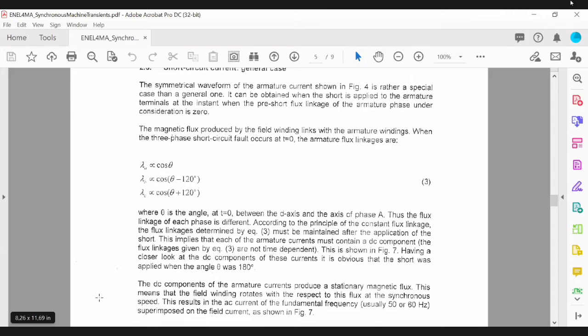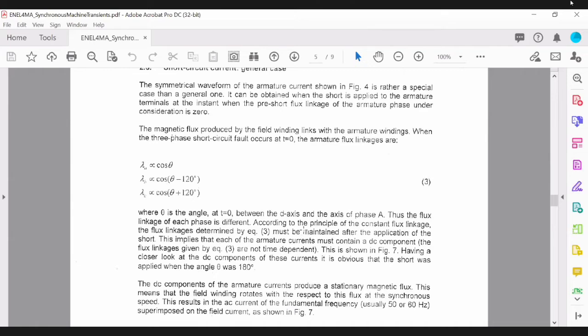So the magnetic flux produced by the field winding links with the armature windings, and when the three-phase short circuit is applied, these flux linkages for each phase A, B, and C are proportional to the cosine of theta, right? Where theta is the angle between the d-axis and the axis of phase A. That we've discussed earlier when we were presenting the DQ model of the machine.